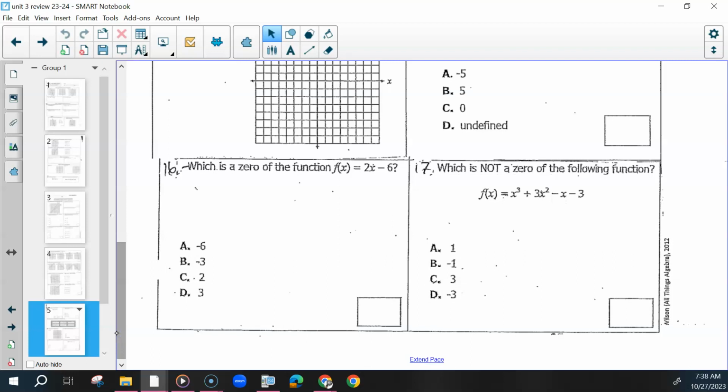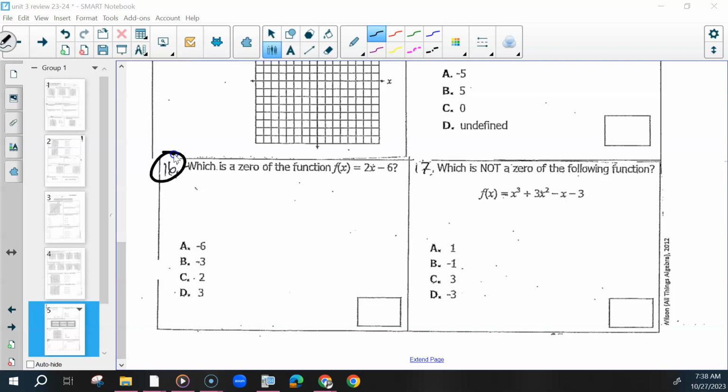On this page, and we did 17. Did you have any other questions? 11, 12, 13, 16. Can you do 16? Sure. Any others?